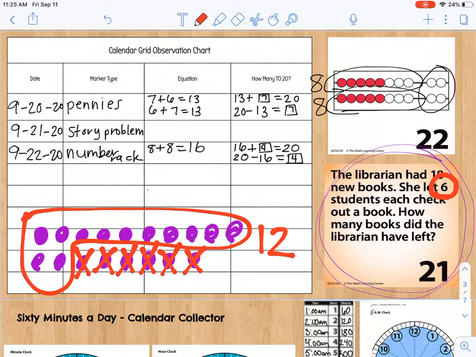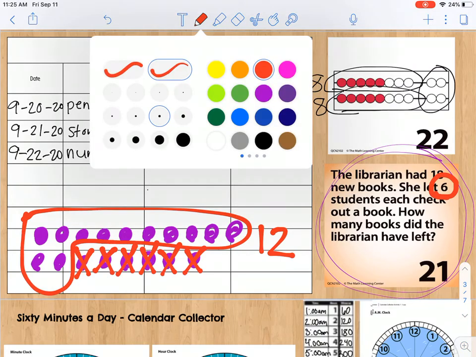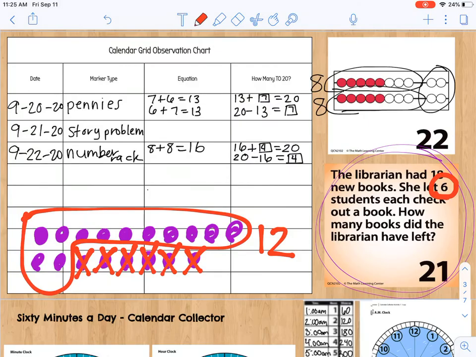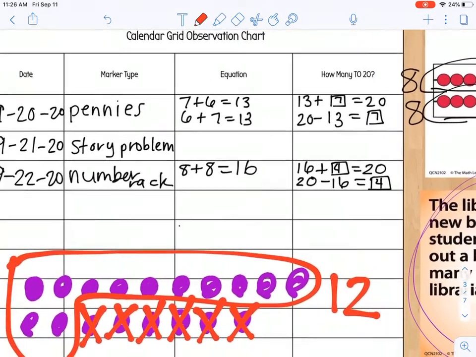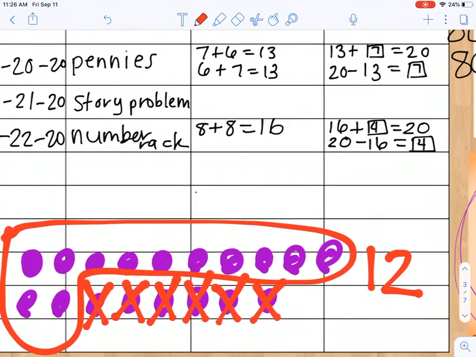Awesome. All right, so let's think about how we can write that on our chart, on our calendar grid observation chart. So we started with how many books? Yes, we started with 18 books. We took away 6 because 6 were checked out, and the librarian now has 12 books left. So we could write the equation that we use to solve this story problem like 18 minus 6 equals 12.